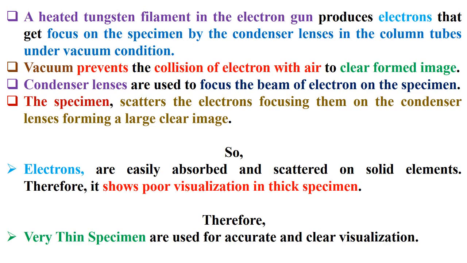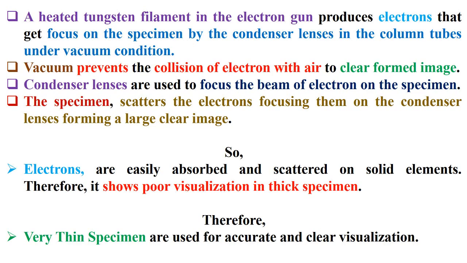In addition, the vacuum prevents the collision of electrons with air to give a clearly formed image. Furthermore, condenser lenses are used to focus the beam of electrons on the specimen, and finally, the specimen scatters the electrons, focusing them on the lenses, forming a large clear image.